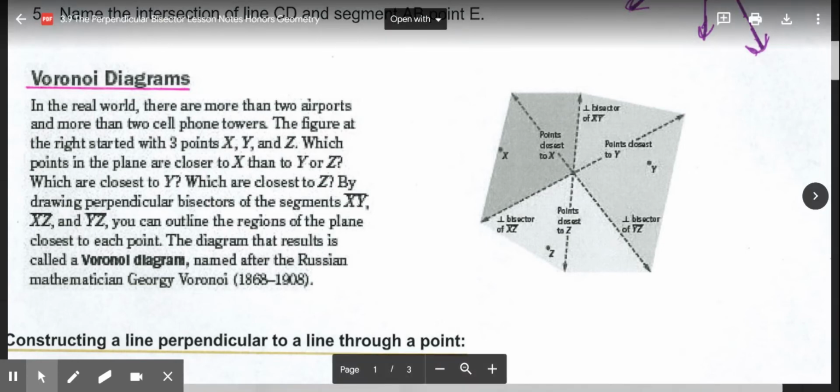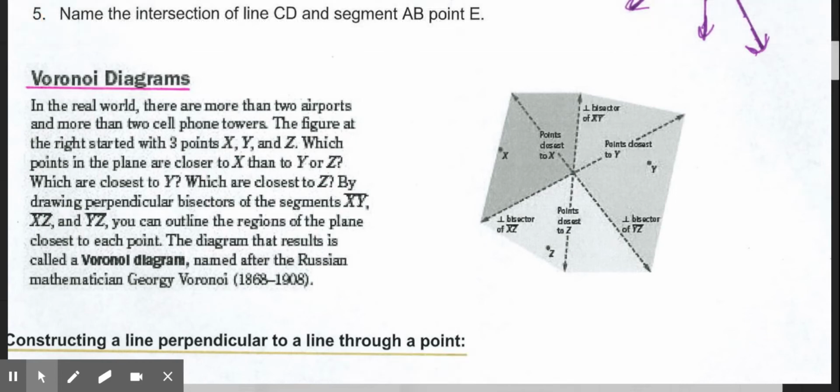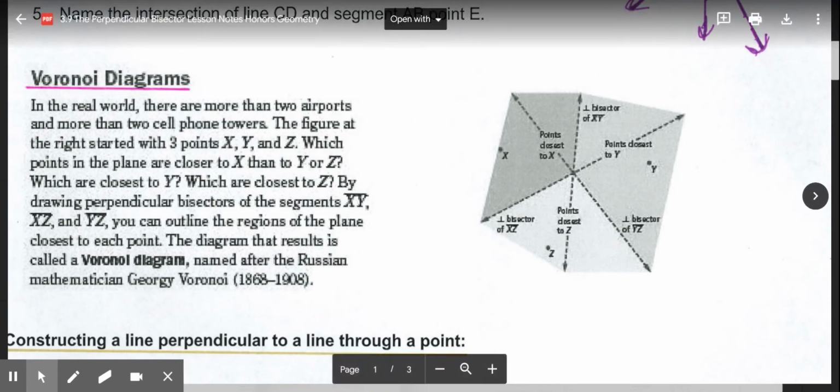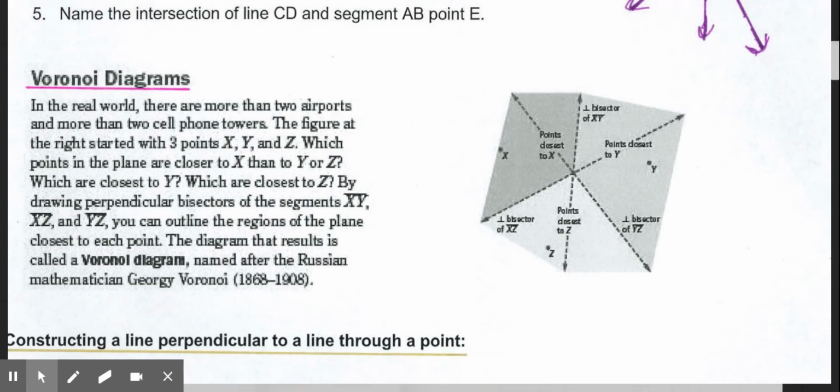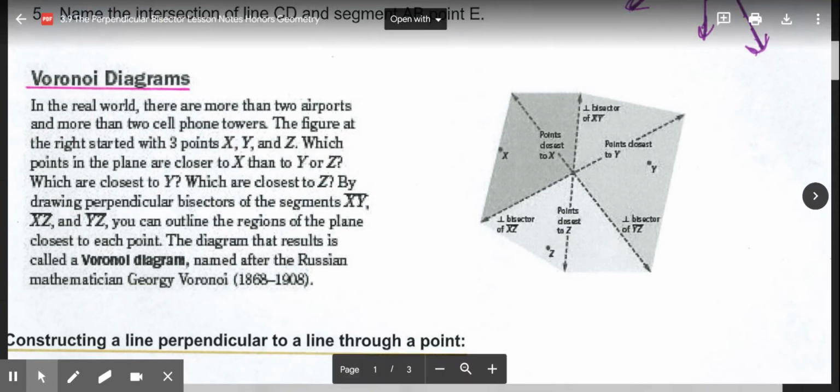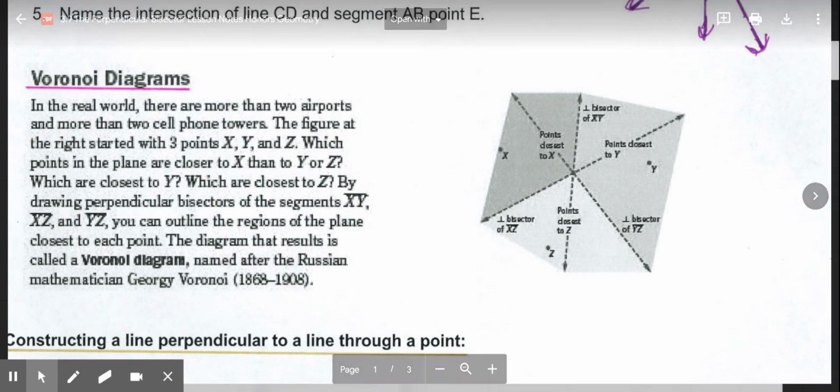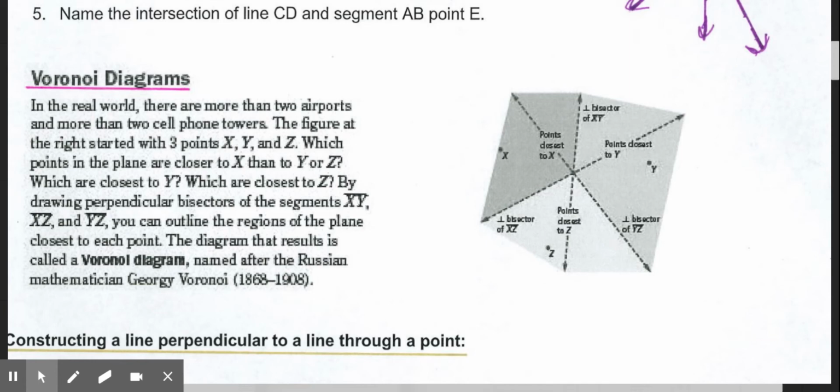And it's named after a Russian mathematician, Georgy Voronoi. But the idea for this diagram is if you have multiple points, you can construct the perpendicular bisectors of the segments that connect those to create a diagram showing different regions for points closest to those given original points.